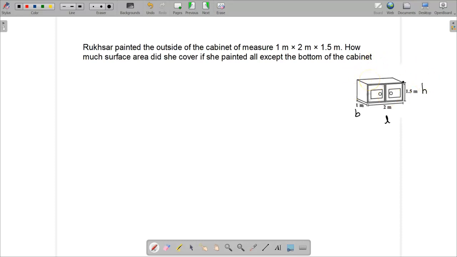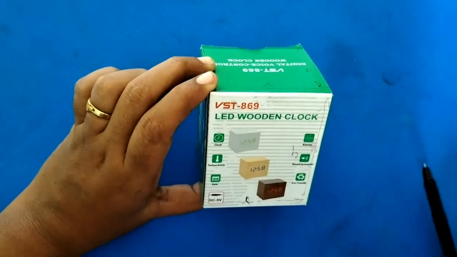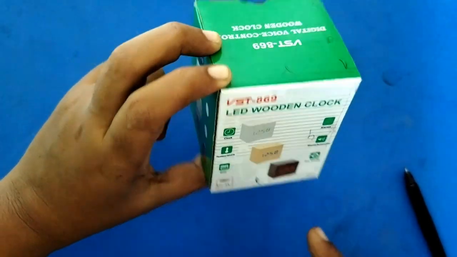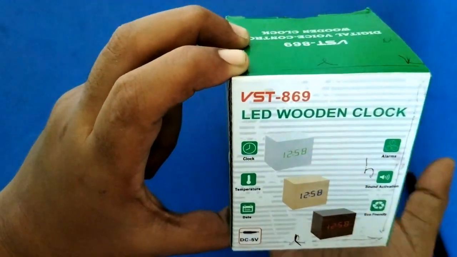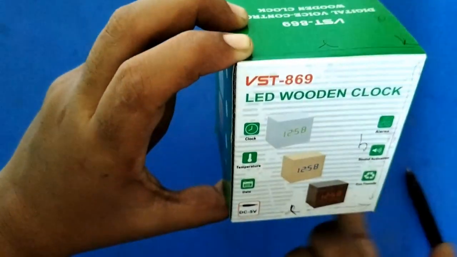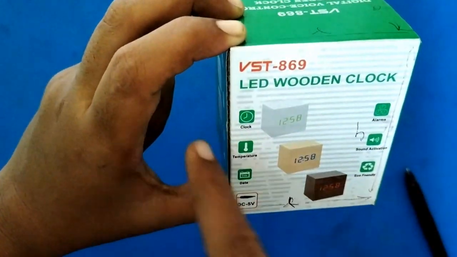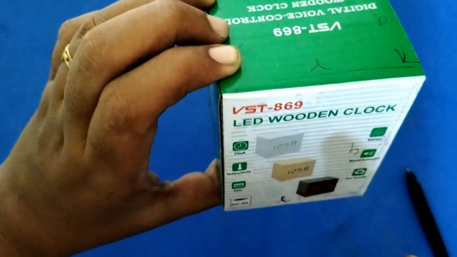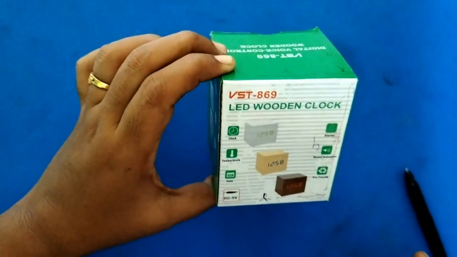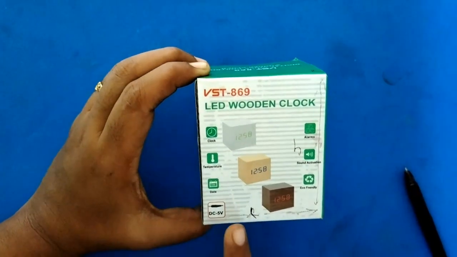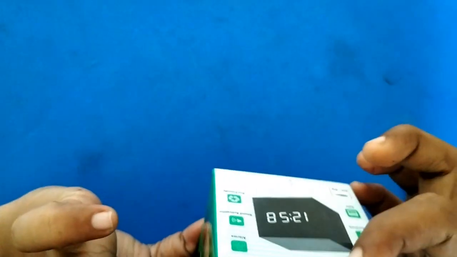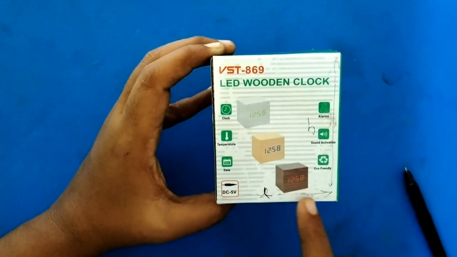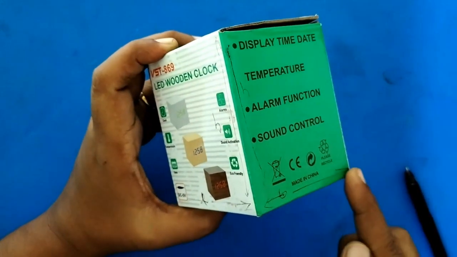So first of all, let us consider the cuboid, where I have totally 6 faces. Here this is the front face, and then we have the back face, top face, bottom, and 2 side faces. So totally we have 6 sides. The front face and the back face are affected by measurements like length and height. So this one is length, this one is height, this one is breadth.